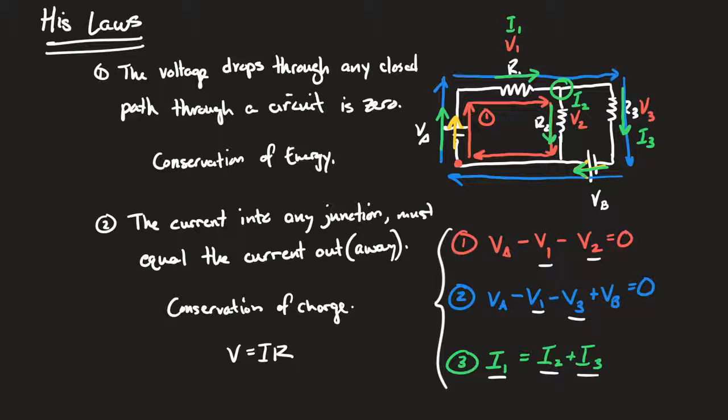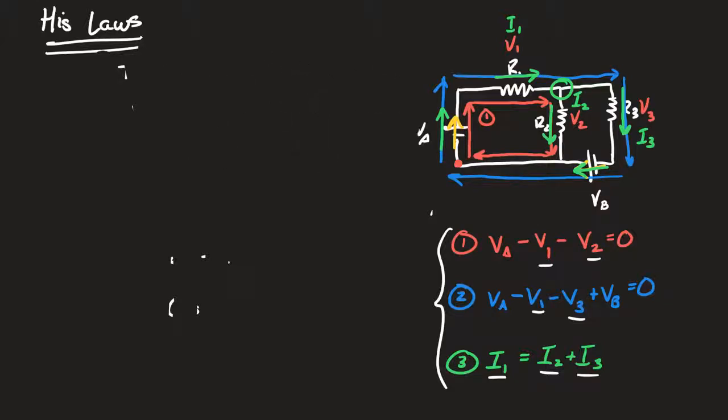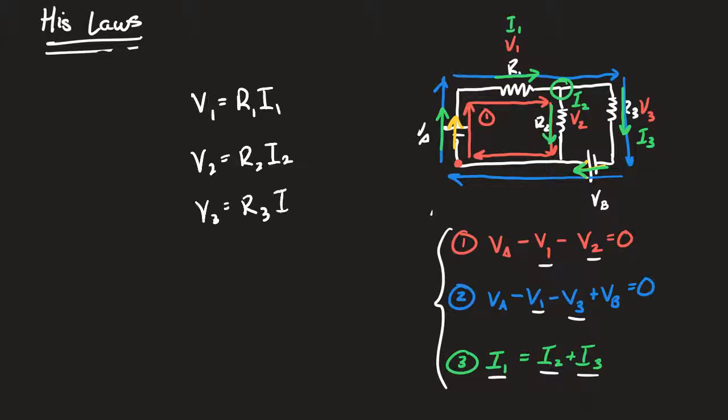So looking at what we've got written here, let me get rid of these for just a minute. We can start adding to this. V1 equals R1 times I1. And V2 equals R2 times I2. And of course, V3 equals R3 times I3. And now you've got it. 6 equations, 6 unknowns.